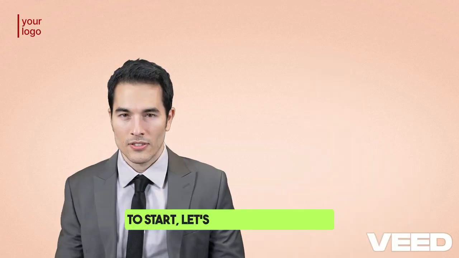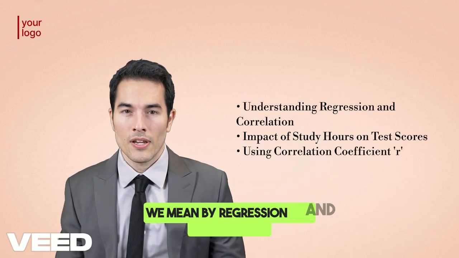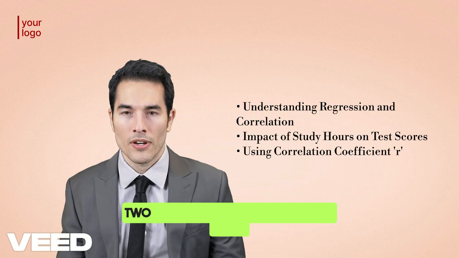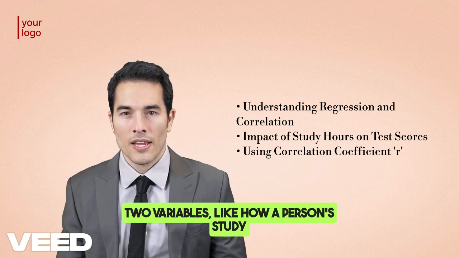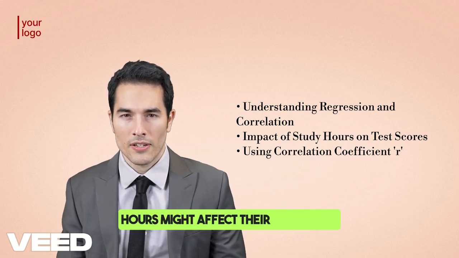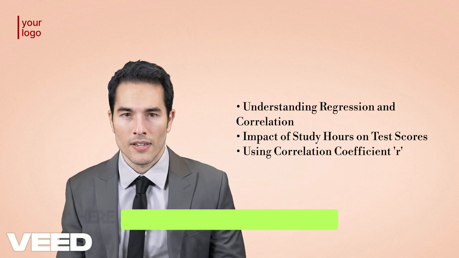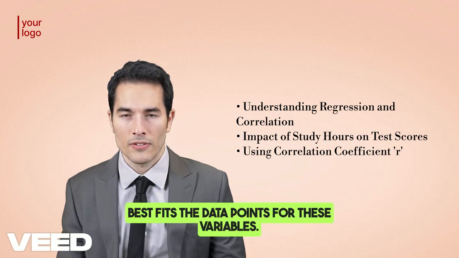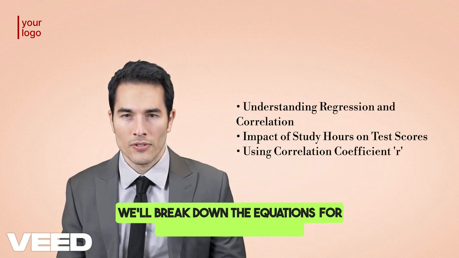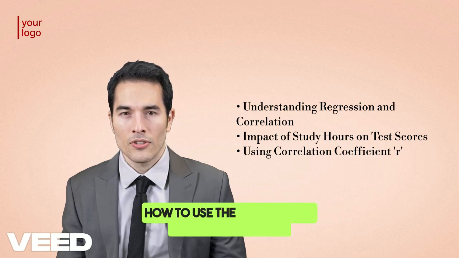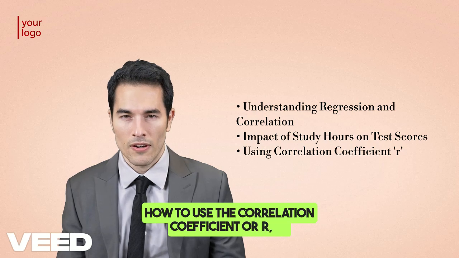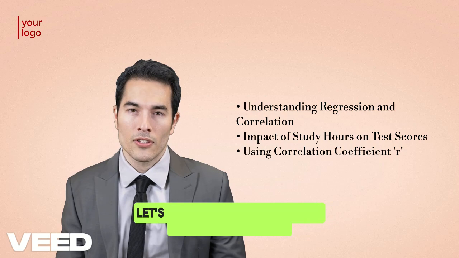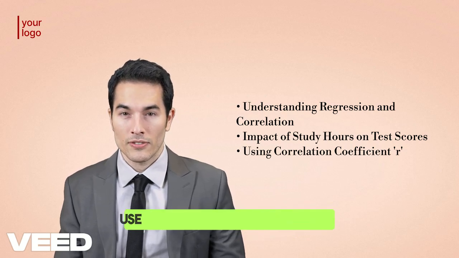To start, let's quickly recap what we mean by regression and correlation. Regression helps us understand the relationship between two variables, like how a person's study hours, x, might affect their test score, y. Here, our goal is to find a line that best fits the data points for these variables. We'll break down the equations for regression and explain how to use the correlation coefficient, or R, to interpret how closely these two variables move together. Let's go through the two main relationships we'll use.